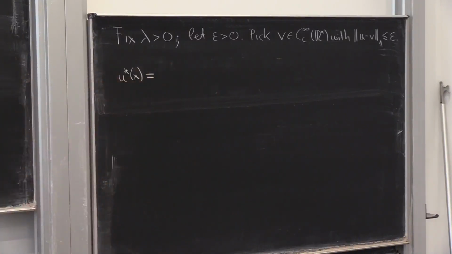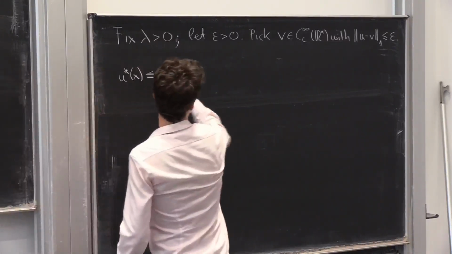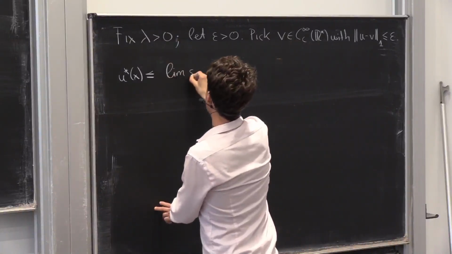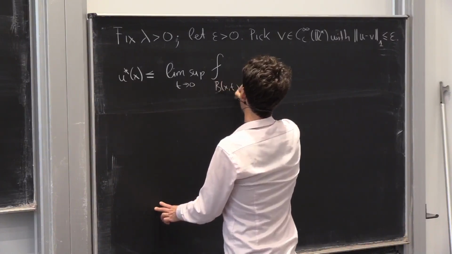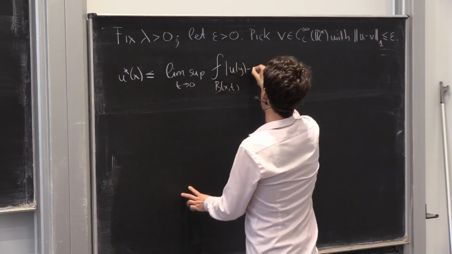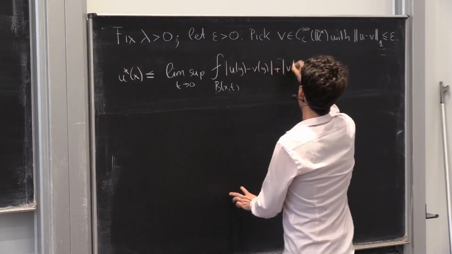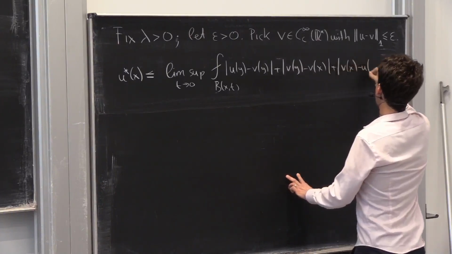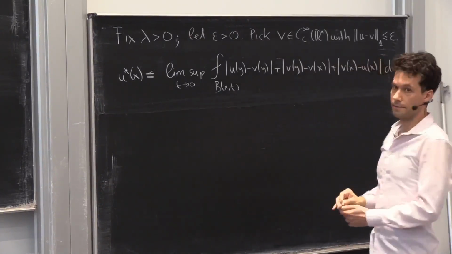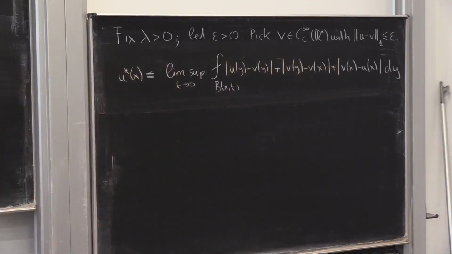Well, u lambda of x is this limit superior thing, and I'm just doing the triangle inequality in the integral to introduce the v. So lim sup as t goes to 0, average on B(x,t), I do u of y minus v of y, I do v of y minus v of x, and I do v of x minus u of x dy. It's just the only thing I can do, because there's u of y, there's u of x. I want to use closeness of v to u, so I have to introduce all these terms.